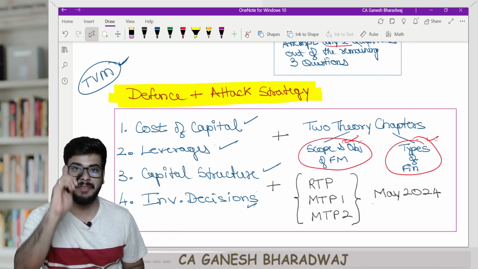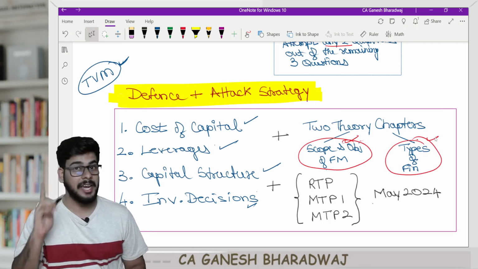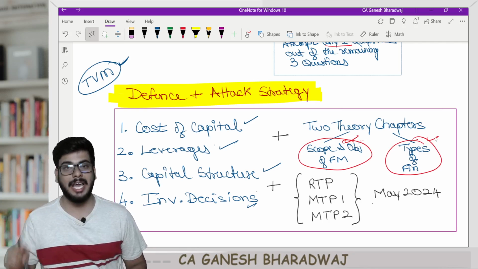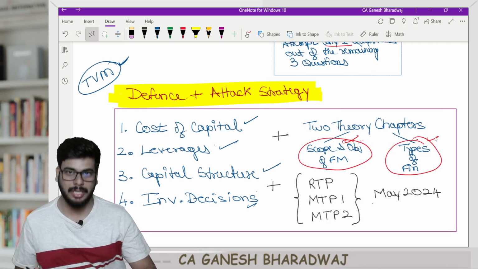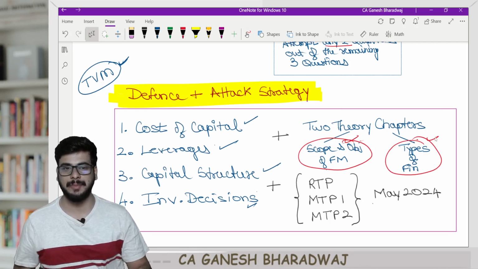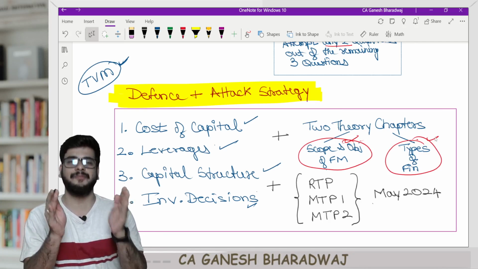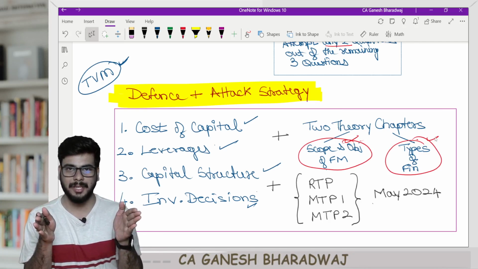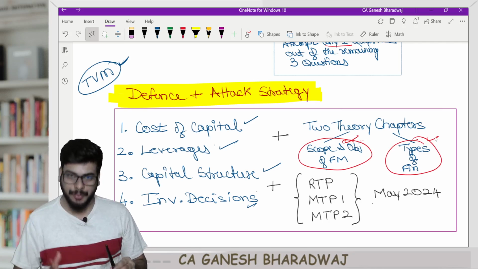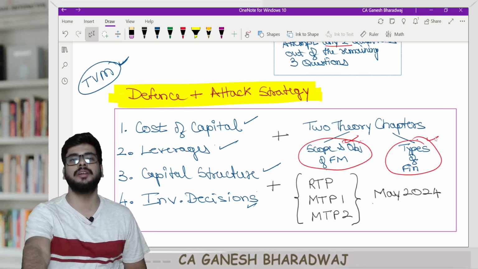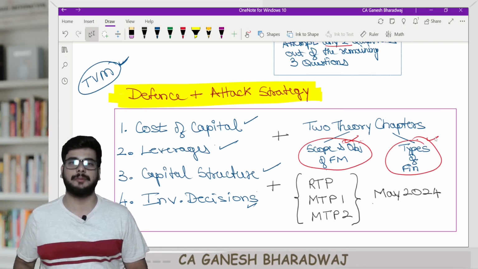This is a very, very smart move for FM. I didn't even tell this for costing, but in FM I feel this is the case, and let me tell you the reason why. The FM component is itself for 50 marks, and out of these 50 marks, they are dedicating one particular question to a theory chapter.